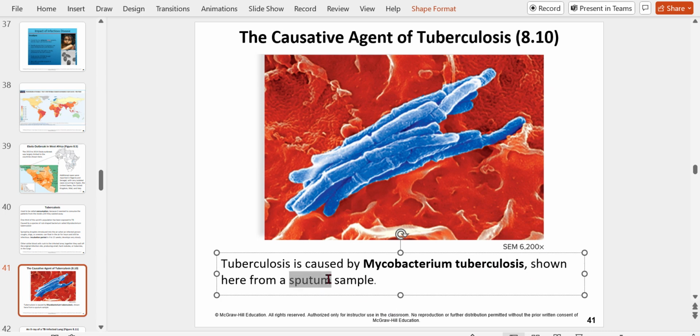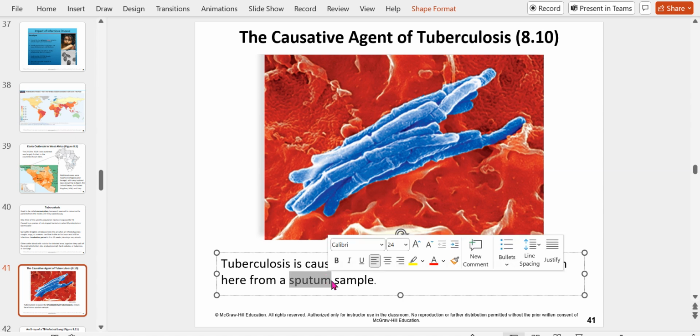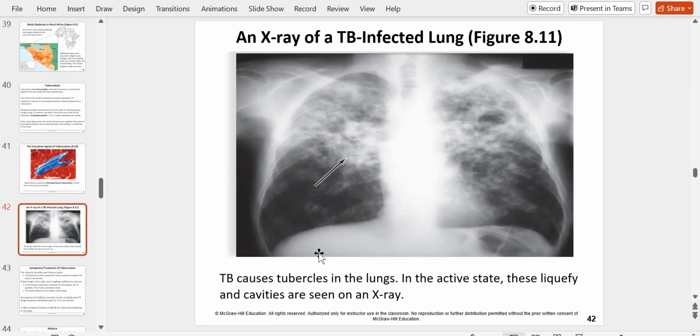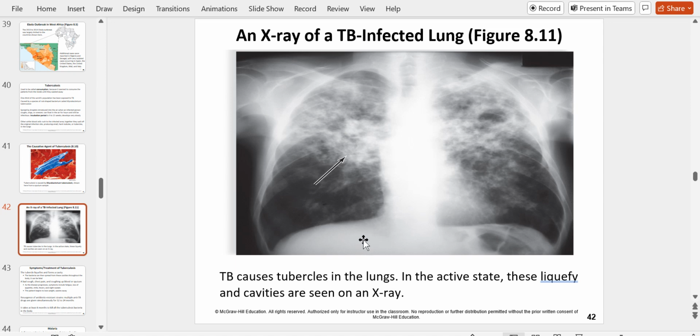Sputum being the spitting up, the mucousy fluid from the lung. Whatever you spit out, if you have a bacterial infection in the lung, it will be green in color. You know what I'm talking about? That's what we call sputum. And there's your x-ray there, and you'll see these nodules here. That's from tuberculosis. Scarring. It's horrible what it does to the lungs.